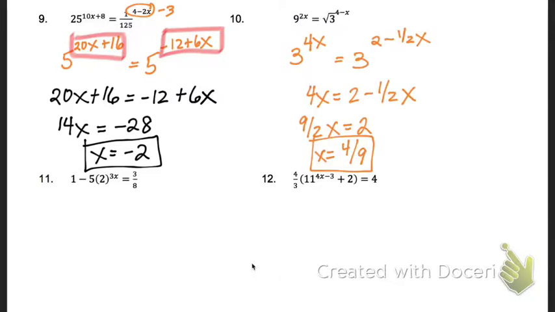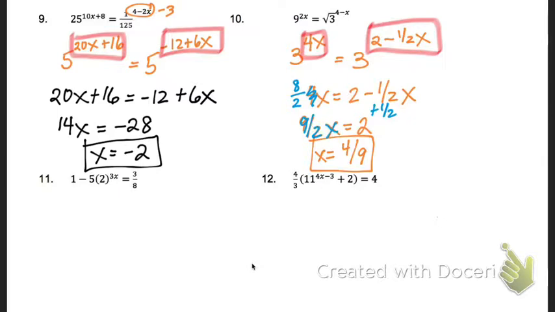So for number 10, make them both a base of 3. And you notice that you get this ugly fraction. When you set them equal to each other, you're going to add 1/2 x to each side. How did I get the 9/2? 4 can be rewritten as what fraction? 8/2. And then if I add 1/2, that becomes 9/2.